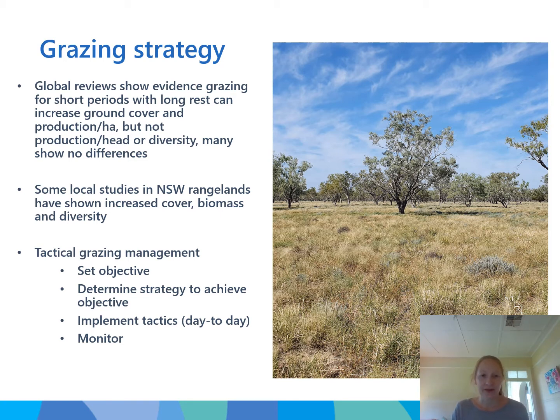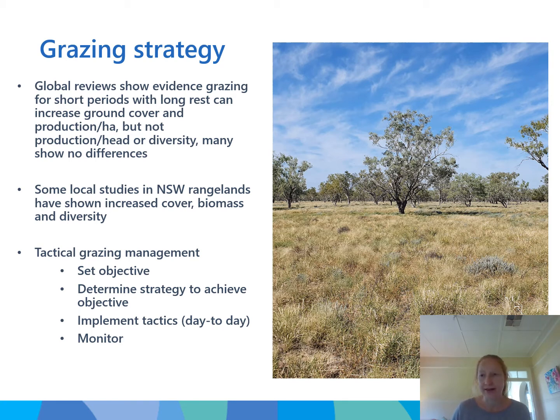Within the Southern Australian rangelands, there hasn't been many studies that have actually looked at grazing strategy, and so it's hard to draw any conclusive evidence from these. But some studies in the New South Wales rangelands have shown that rotational type systems have increased the cover, biomass and diversity of species present. So what's generally recommended is a tactical grazing management system that's designed to prevent deterioration of the pastures and meet the objectives or requirements of the livestock enterprise.